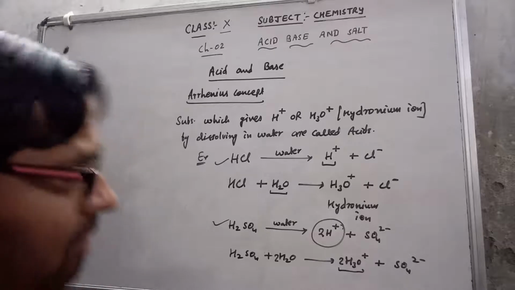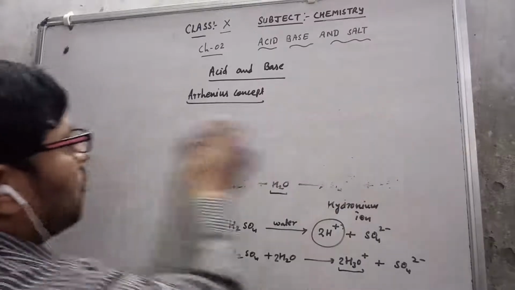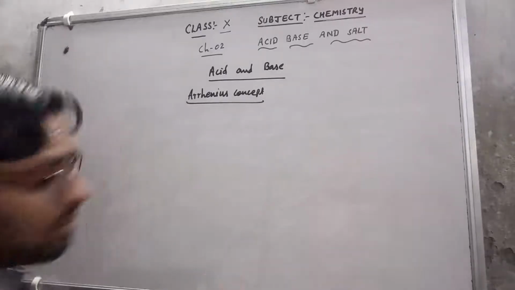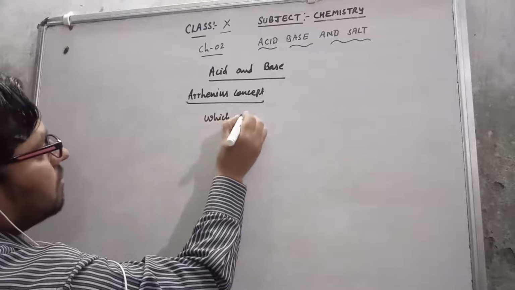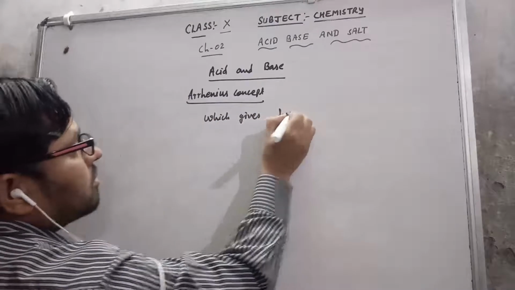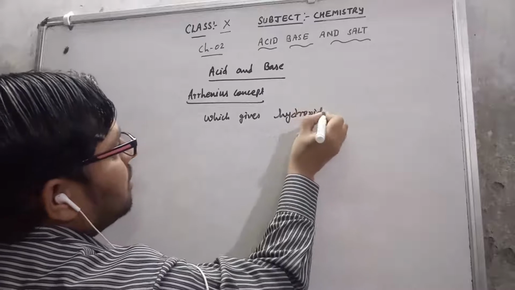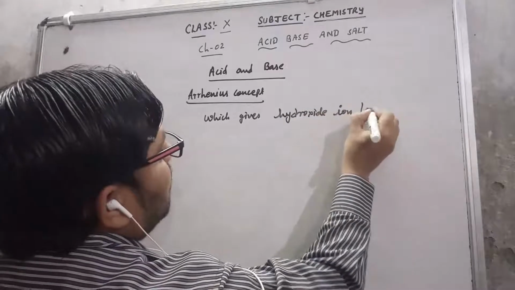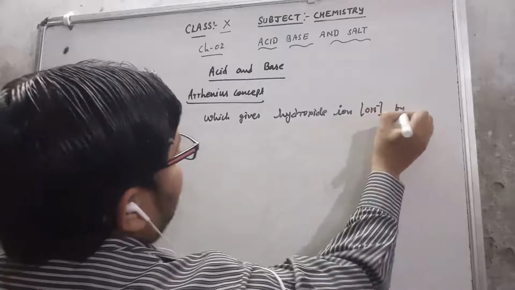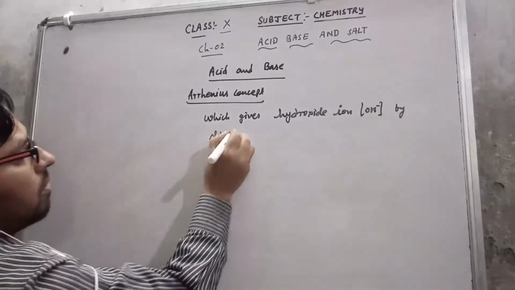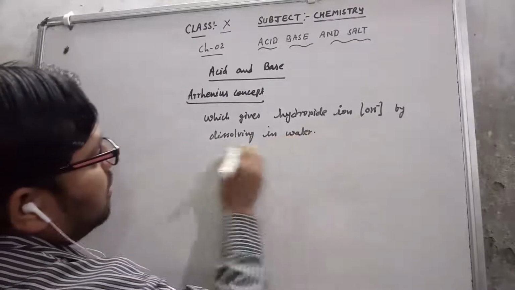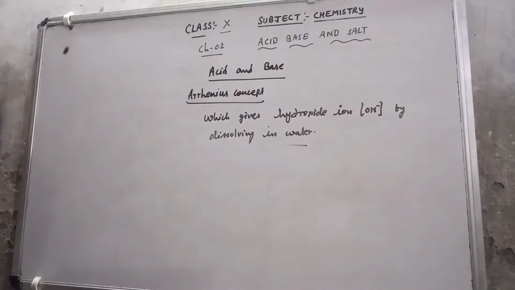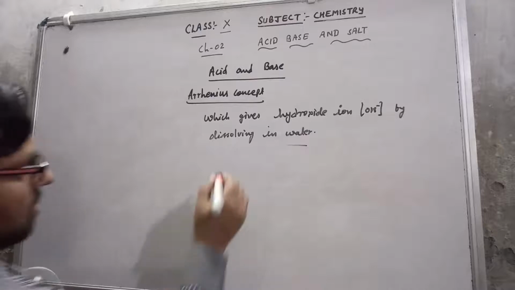What are bases? Same, according to Arrhenius concept, the substances which give hydroxide ion, that is OH negative, by dissolving in water are called bases. So any substance which gives us hydroxide ion by dissolving in water is called a base. A simple example is there.